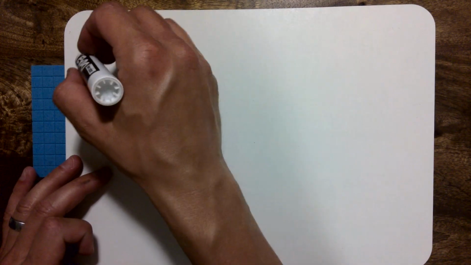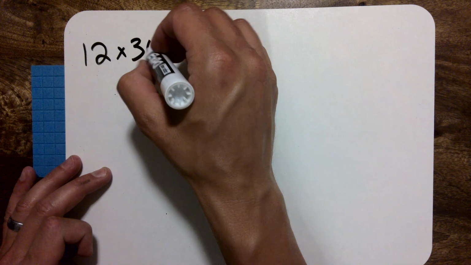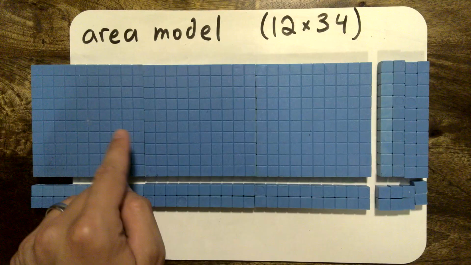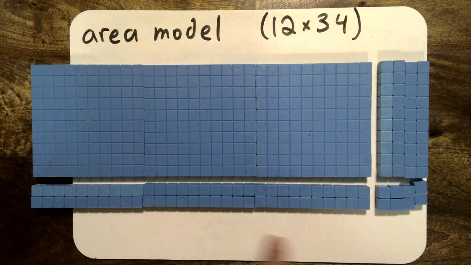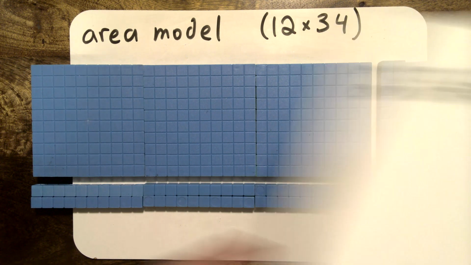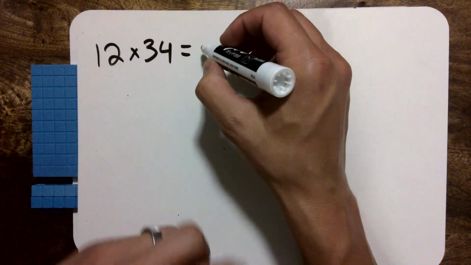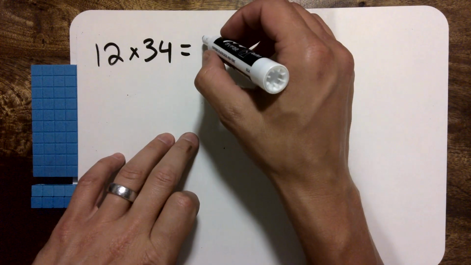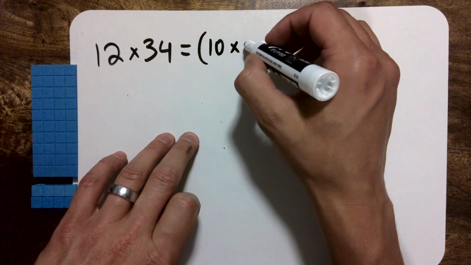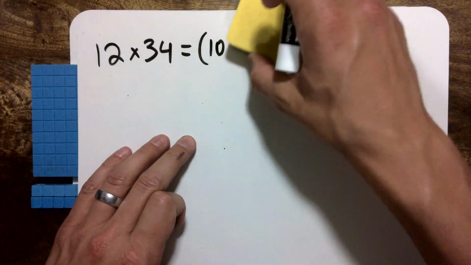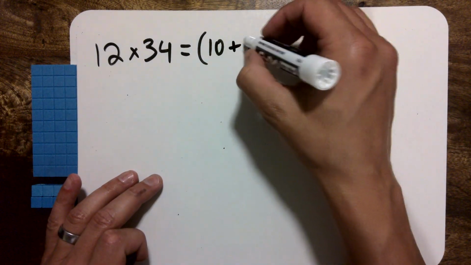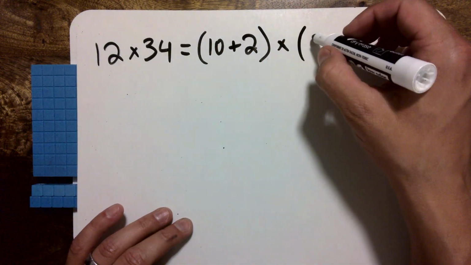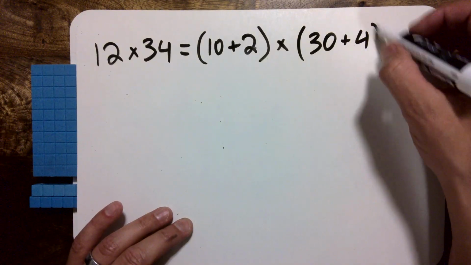Okay. So when we had 12 times 34, since we thought of this as the 10s times the 10s, 10s times 1s, 10s times 1s, and then 1s times 1s, what we essentially did was first decompose each of these multipliers by place value. So we had 10 plus 2 times 30 plus 4.